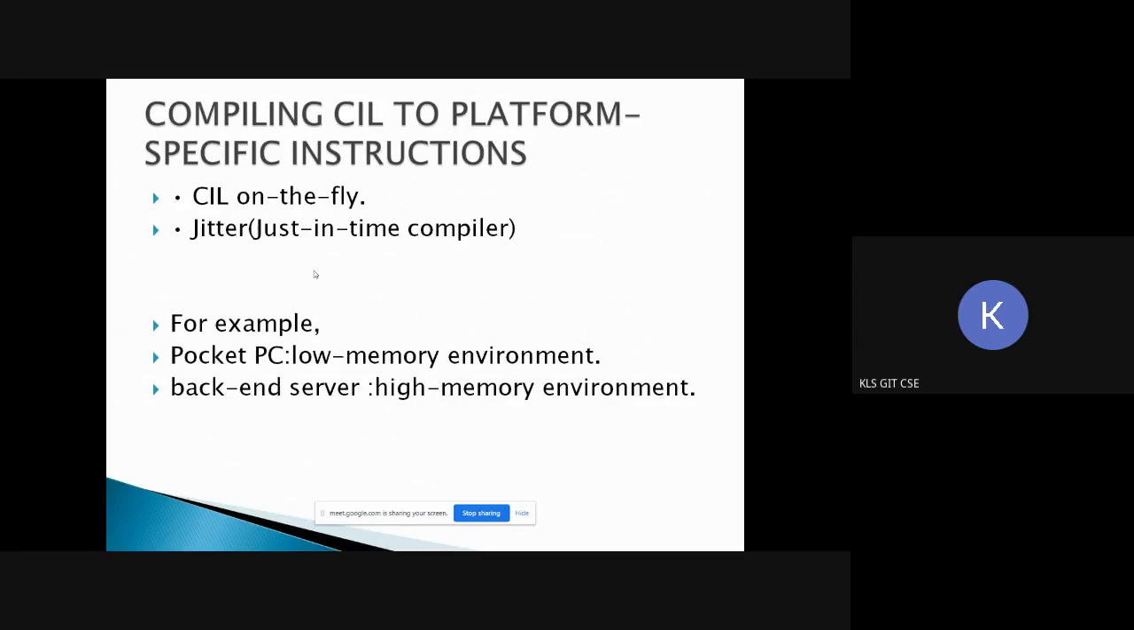Now let's say, for example, we are building a .NET application that is to be deployed onto a handheld device like a pocket PC. The jitter is well equipped to run within a low memory environment. Whereas on the other hand, if we are deploying our assembly on a backend server, we know that it needs high memory, right? So the jitter is well equipped to do that. The jitter will cache the results in memory in a manner suited to the target OS.